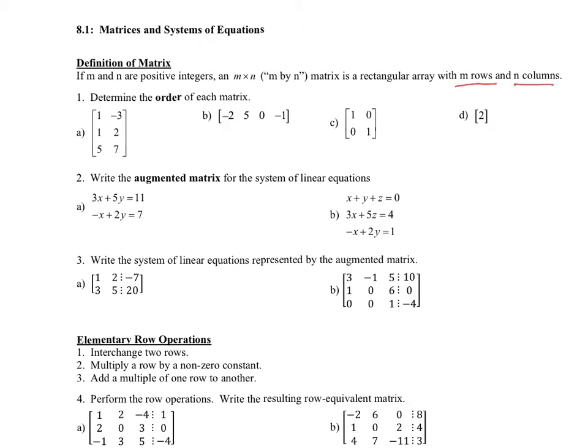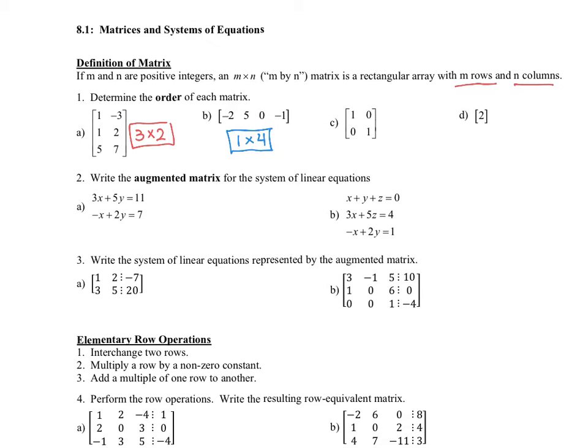So for the first one, I'm just going to determine the order of the matrix. The order is the size of the matrix based on the rows and columns. So because A has 3 rows and 2 columns, I call this a 3 by 2 matrix, or its order is 3 by 2. If I look at example B, it's rows by columns. So there's 1 row and there are 4 columns. So it's a 1 by 4 matrix.